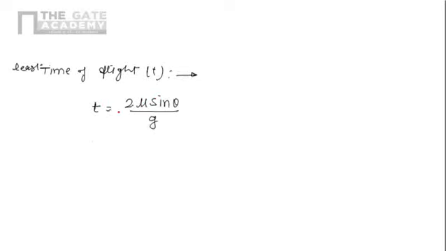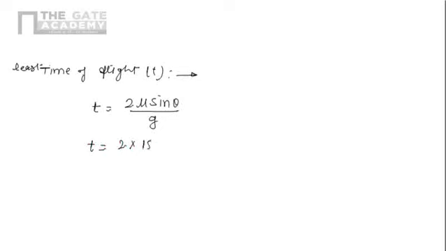Now the time of flight, or we can say the least time of flight, because it will be based on the least angle of projection. Time of flight t. We know t equals 2u sine theta by g.